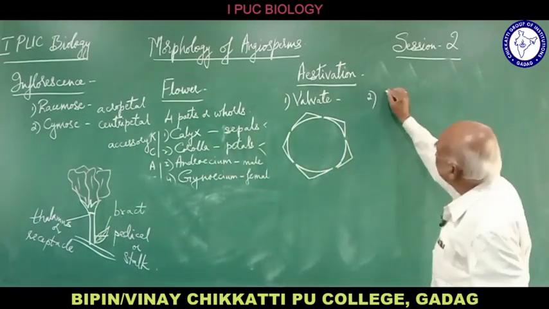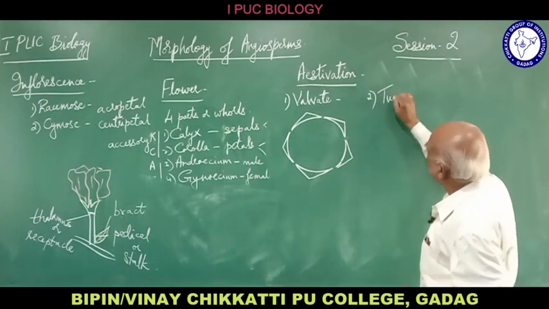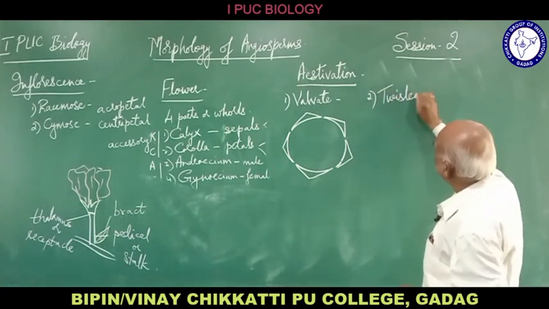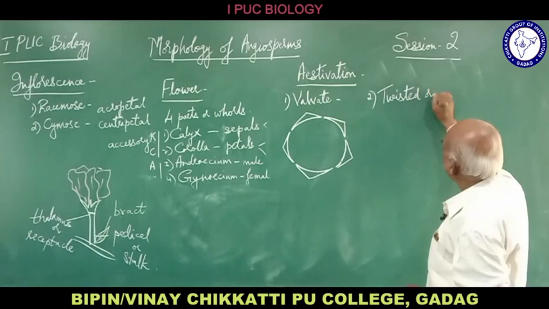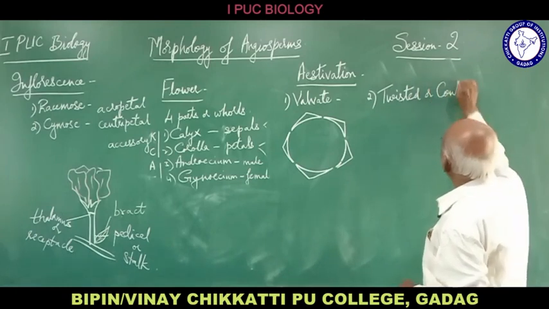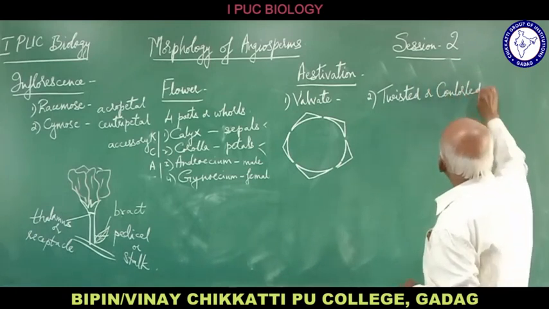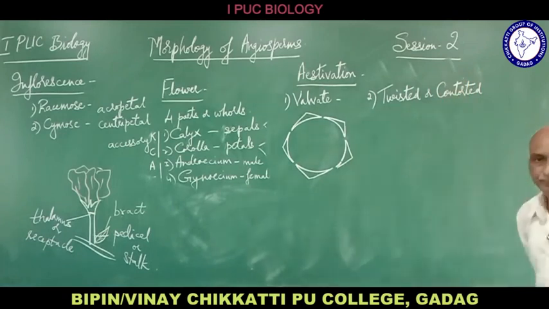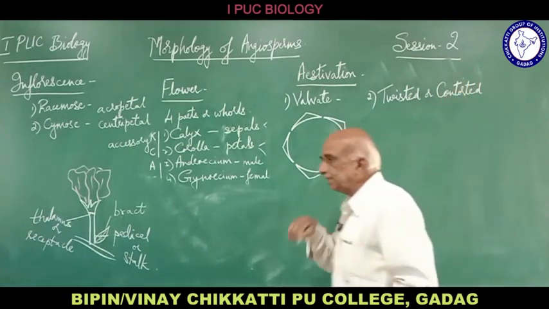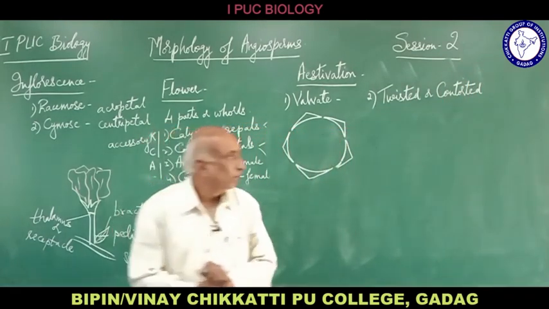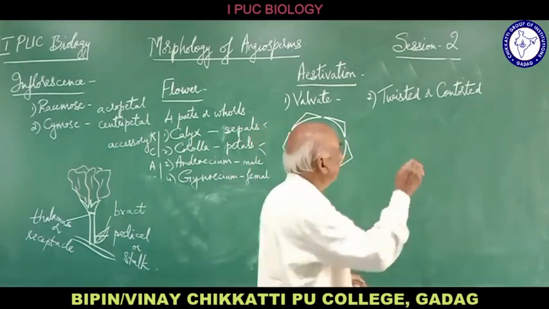So in another type of estivation called twisted estivation, or sometimes contorted estivation, here in the contorted estivation, what happens? One sepal is overlapping on the other.